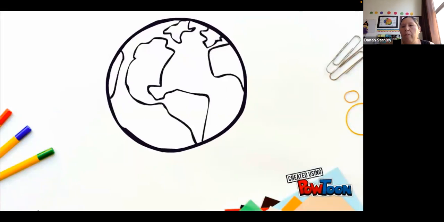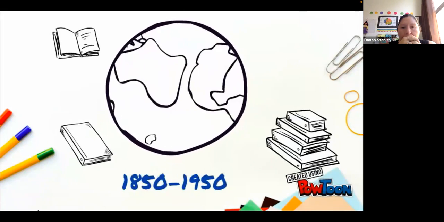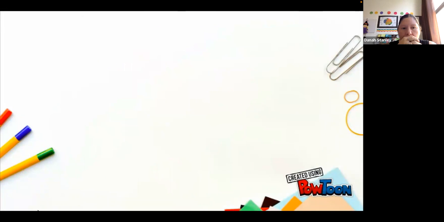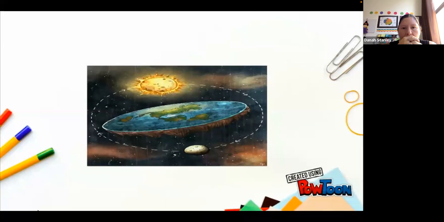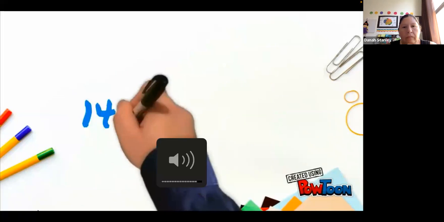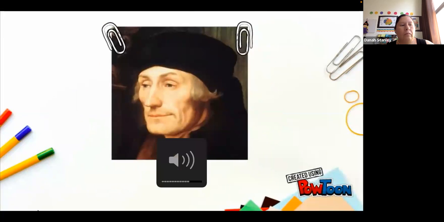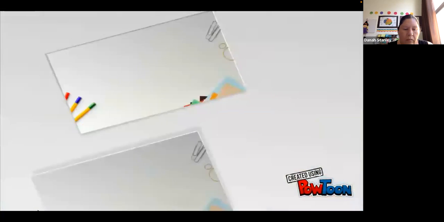The grammar translation method was the predominant method of teaching a foreign language through the second half of the 19th century up until the second half of the 20th. But actually, the origins can be traced way back when the Earth was still believed to be flat, at some point between 1466 and 1536, when Erasmus of Rotterdam used it to produce an updated translation of the New Testament.